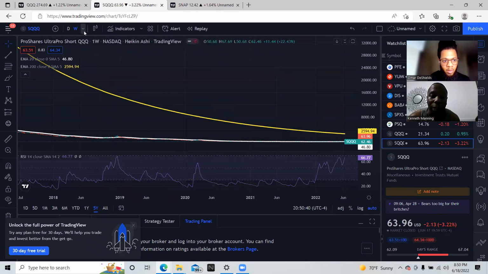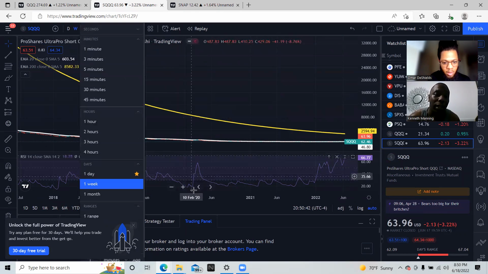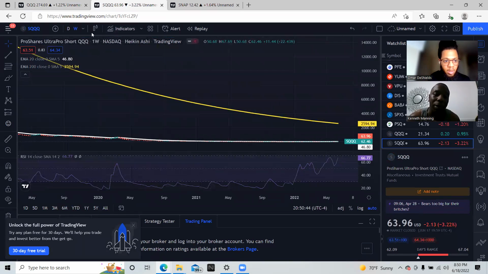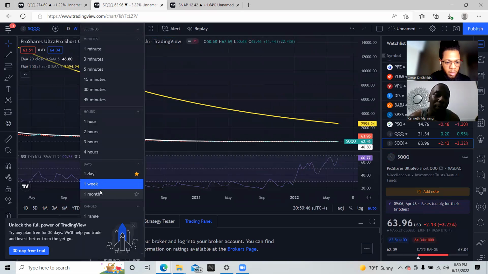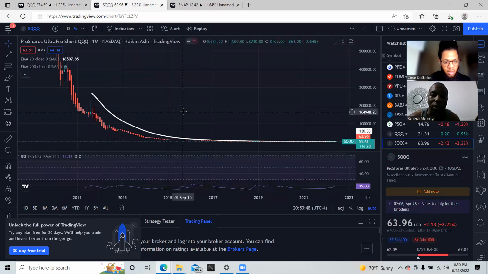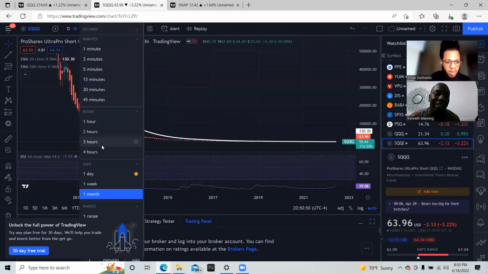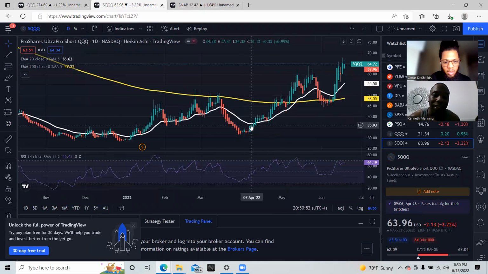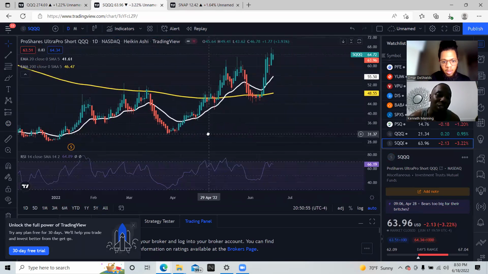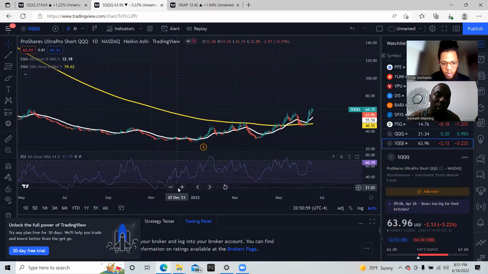Look how far back. You've got to zoom in on SQQQ. Go to the monthly or something like that. Nah, go to the daily then. Yeah, just zoom out, I guess. Let's try to zoom out.